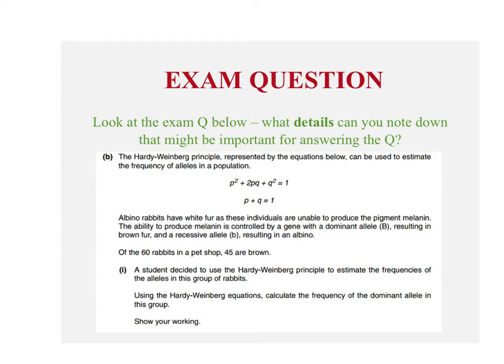Now, looking at the information here, I've got a few key points. I know that I'm going to be using these equations. It tells me that melanin, or the colour pigment, is controlled by a dominant allele, and that gives me brown fur. Recessive allele little b gives me an albino fur, or a white or pigmentless fur. And of 60 rabbits in a pet shop, so that's my sample size, 45 of them are brown. Now we've got to use the Hardy-Weinberg equation to calculate the frequency of the dominant allele in this group. And we're going to take a look at how we can do this on the next slide.